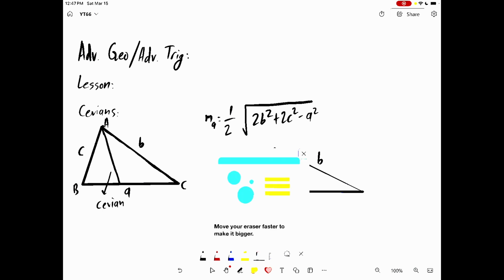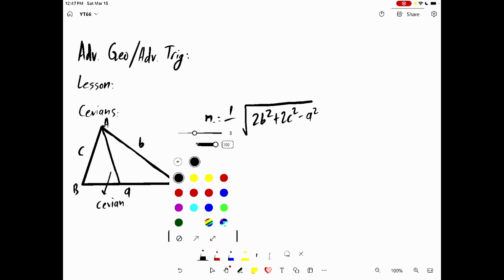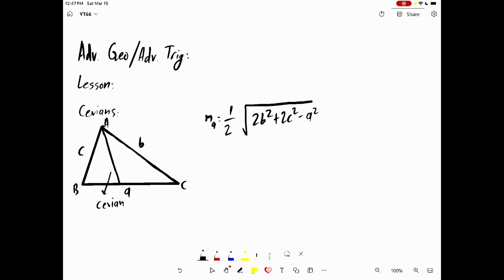Now, if we want to figure out the altitude, which is another specific form of a Cevian, we need to utilize another formula, where it's equal to twice the area of the triangle divided by the opposite side a. This gives the altitude, which is a Cevian if the Cevian is an altitude.